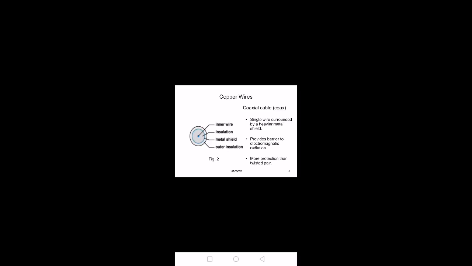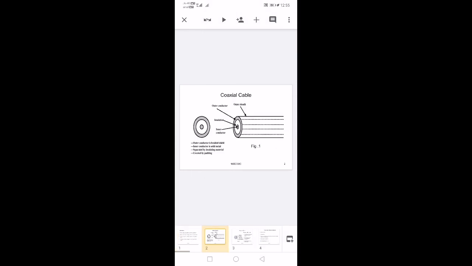So here the main advantage is that the copper wire is a single wire surrounded by a heavier metal shield, and the inner and outer wires are separated by insulation. So it will provide a barrier to electromagnetic radiation and more protection than twisted pairs. The construction of this coax cable, you can see from the diagram: you will have the inner conductor, then the insulation, then the outer conductor and outer sheath.